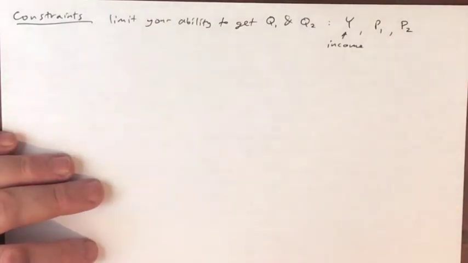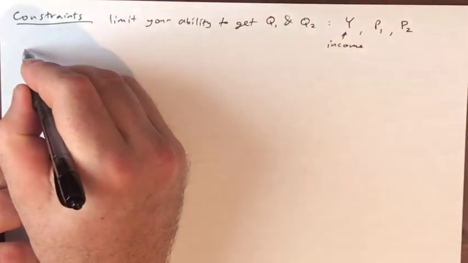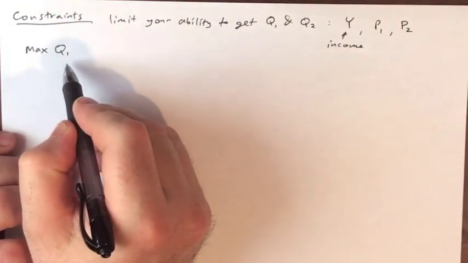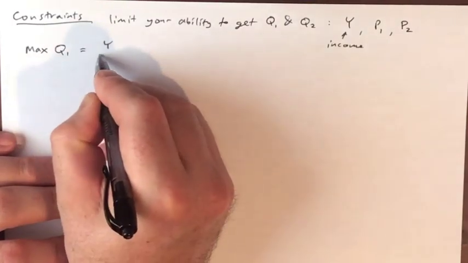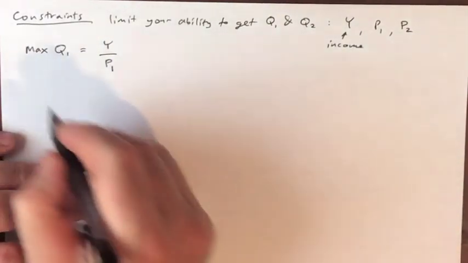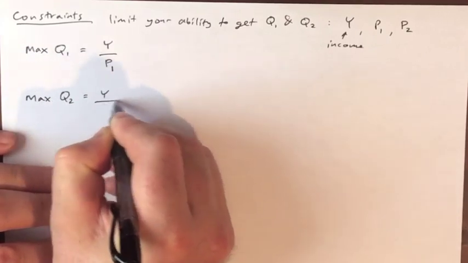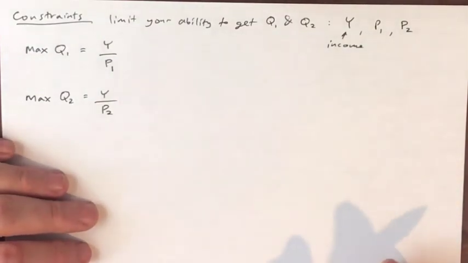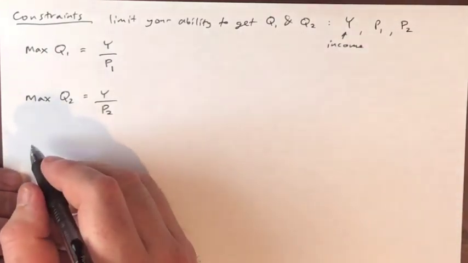All right, now we can also show that there's certain maximum quantities of good 1. Okay, so the maximum quantity of good 1 is going to be found by taking your income, Y, and dividing by the price of good 1. Okay, and the same thing for the maximum quantity of good 2. You're going to take your income and divide by P2. Let's put some numbers into this, and we will see what we're talking about here.